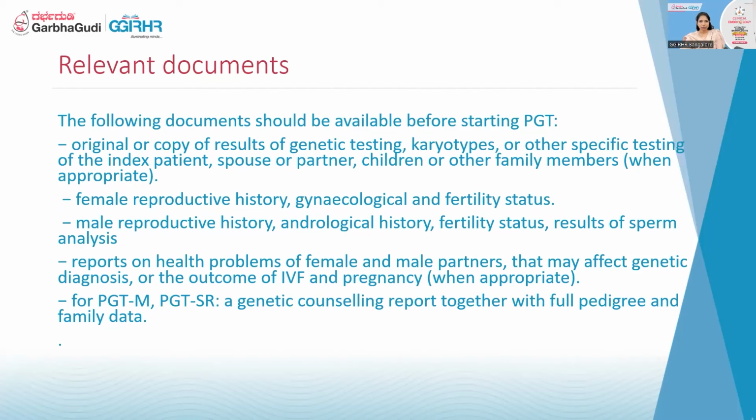So what all documents do we require if we are going for PGT? Do we require any additional documents before going to PGT? Original copies of the results of genetic testing need to be there. Karyotyping needs to be done prior, and those documents need to be present. And specific testing of the index patient, the spouse or partner or child or the entire family is needed. And female reproductive history, gynecological and fertility status is needed. Male reproductive history also, andrological history and fertility status, sperm analysis report, everything is necessary.